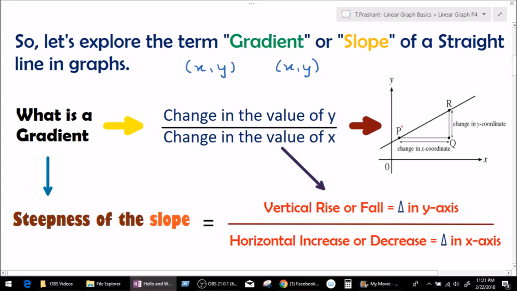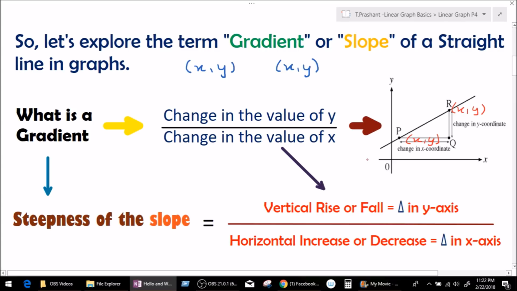Why? Because we need two values of x and two values of y, and these two coordinates will give us two values of x and two values of y. How? Let's see. At R, we will have one value of x and one value of y. And at coordinate P, we will have one value of x and one value of y, which will give out two values of x and two values of y, and we can find out the difference and divide them and find out what is the gradient.